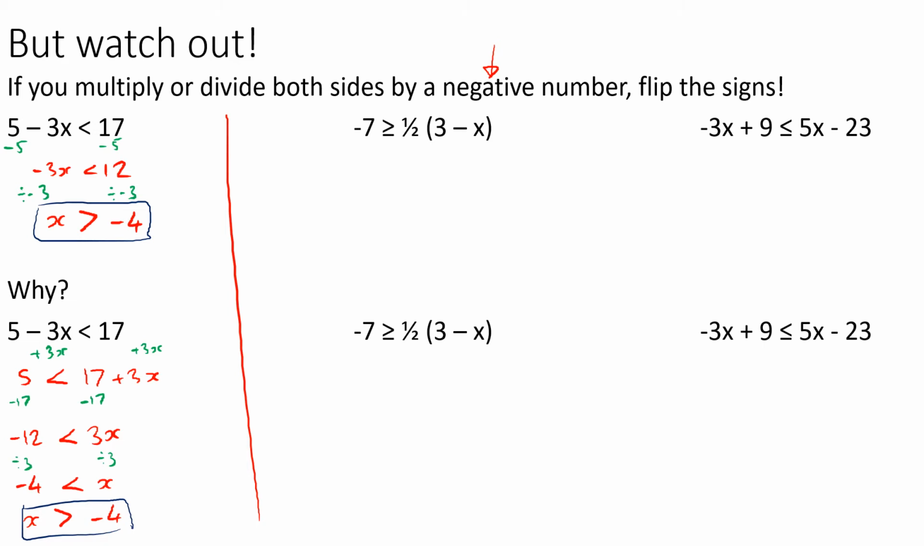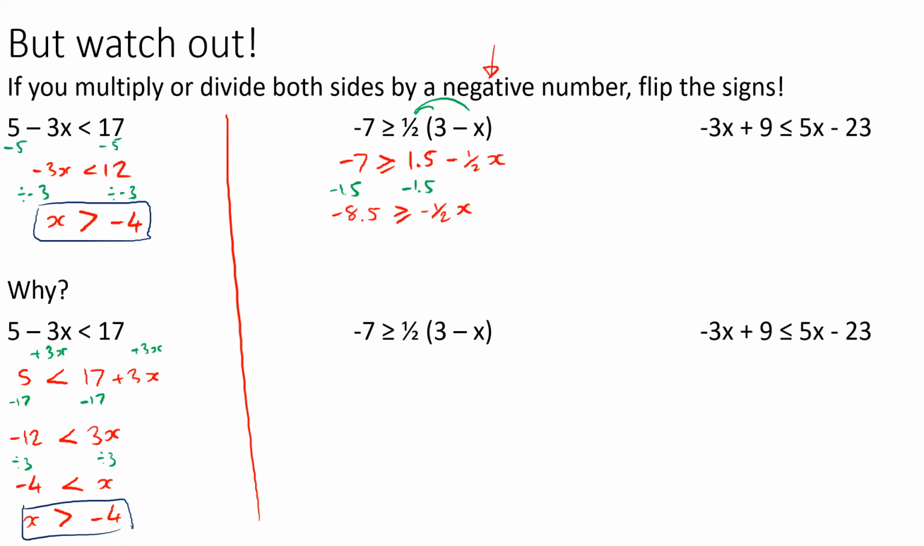So we've got here minus 7 greater than or equal to a half lots of 3 minus x. What would you do in this situation? I think the first thing, you might be tempted to expand the brackets. Let's actually do it that way just to see how it goes. So if we expand these brackets first, we'll end up with minus 7 greater than or equal to 1.5, I guess, minus a half of x. And then let's take away 1.5 from each side, and that would give us minus 8.5 is greater than or equal to minus a half x.